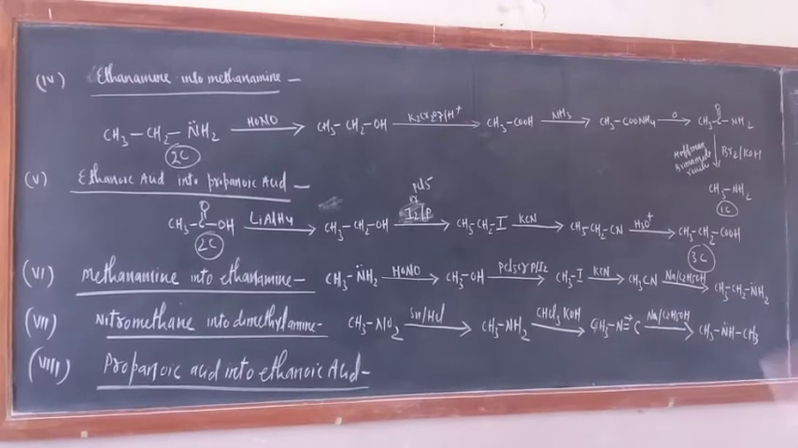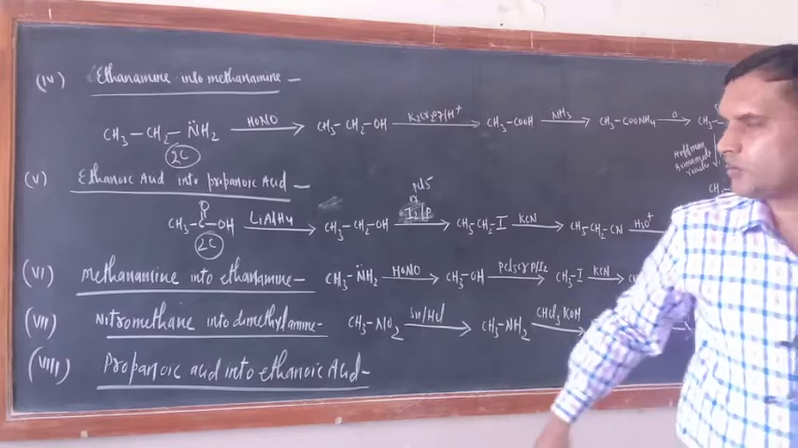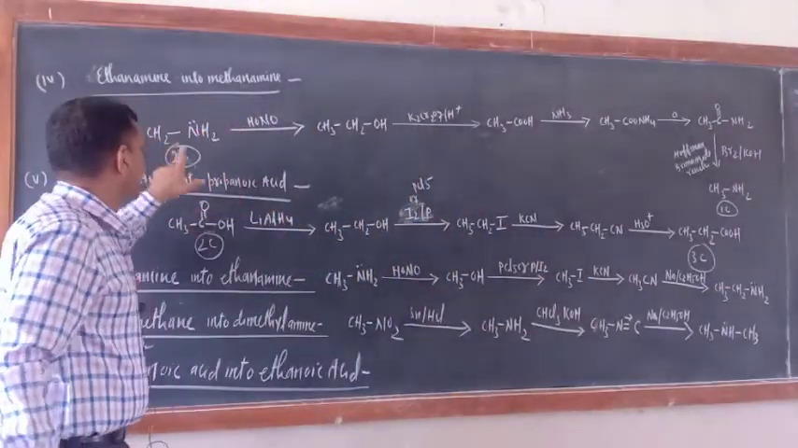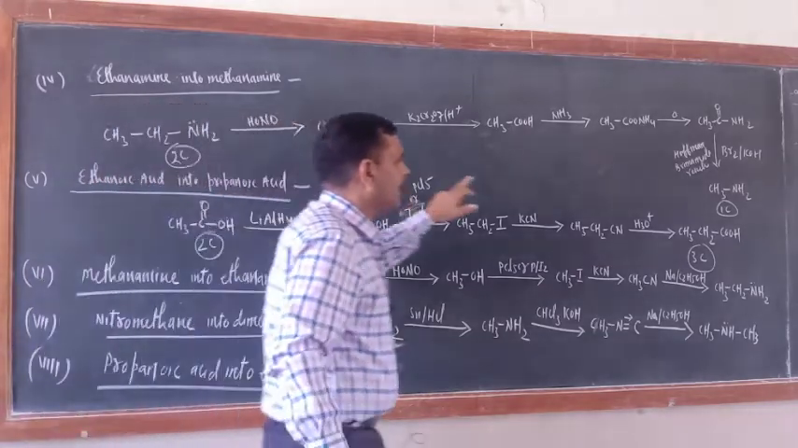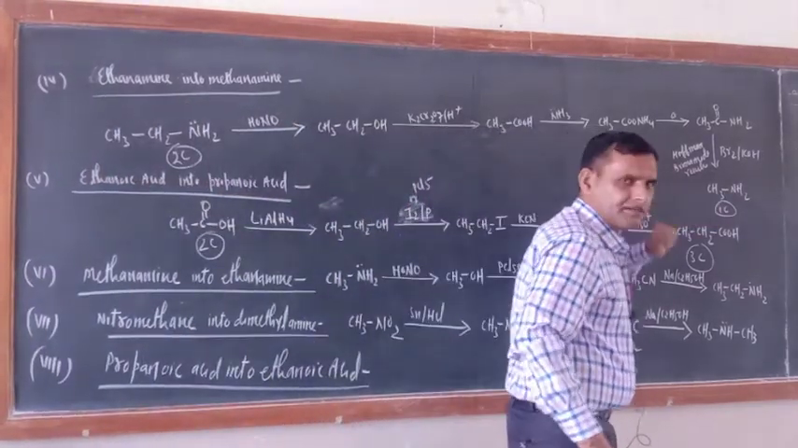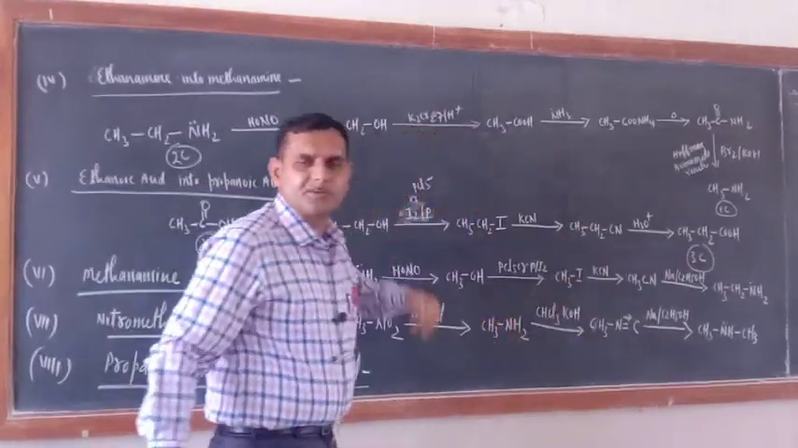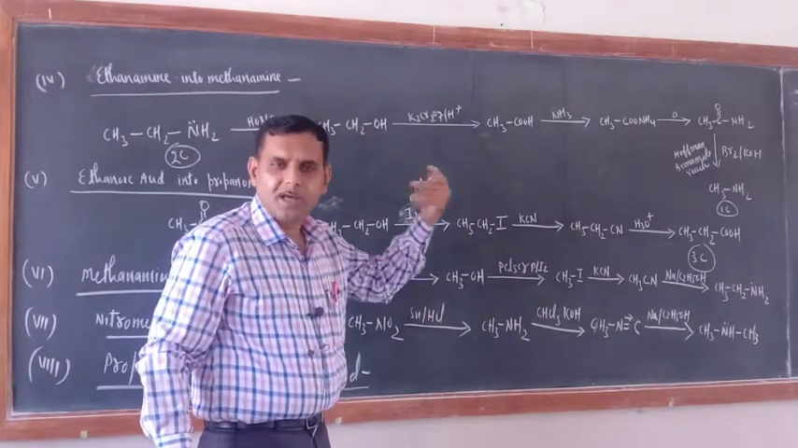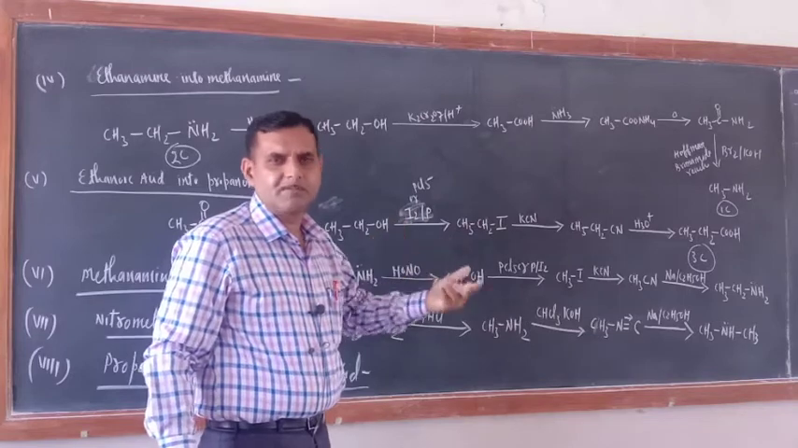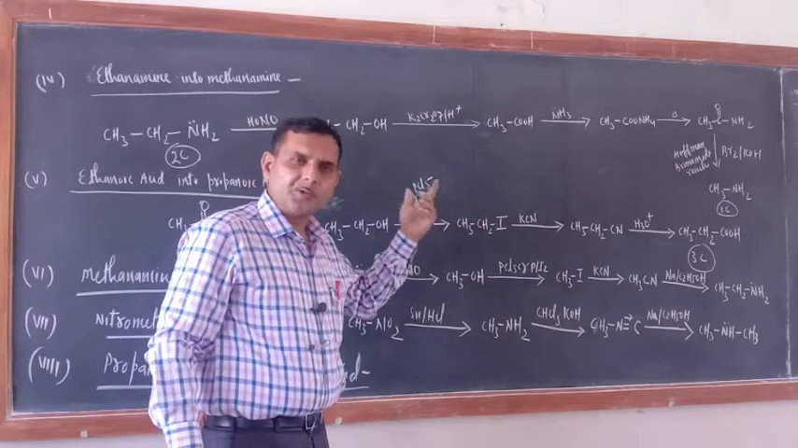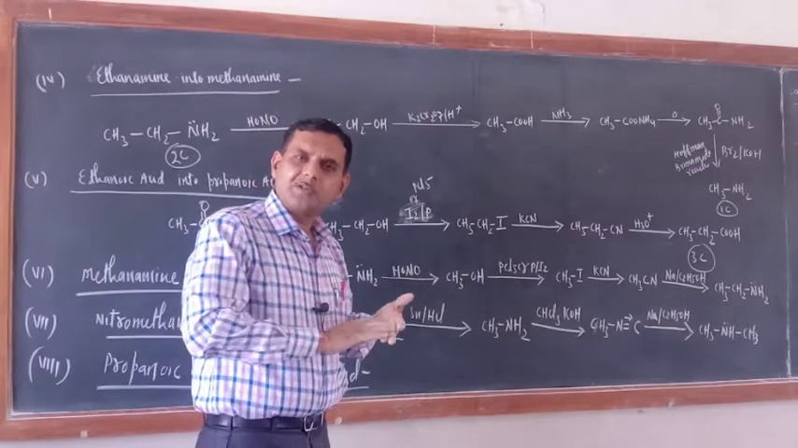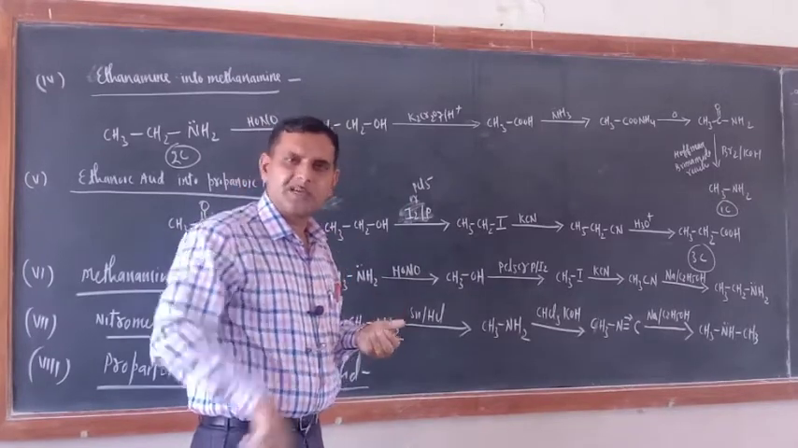Okay, just see the next one, ethane amine into methane amine. So this is an example of descent of series, because here 2 carbon atoms and here 1 carbon atom. Number of carbon atoms should be reduced. For the reduction of number of carbon atoms, Hofmann bromamide reaction. Hofmann bromamide reaction is given by amide. Amide you can have when carboxylic acid reacts with ammonia, or when carboxylic acid reacts with SOCl2, okay.